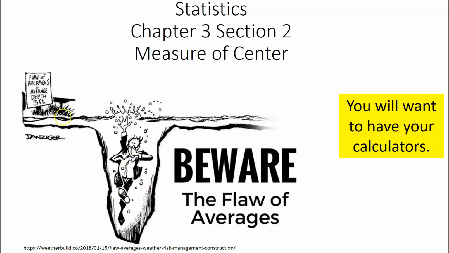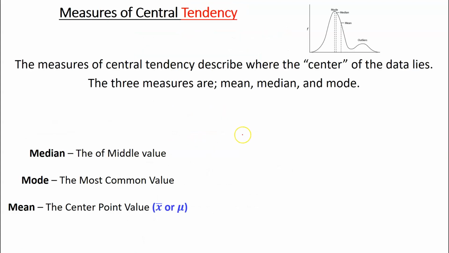And I found this little cartoon here, and this really is a good example of what I'm talking about. The flaw of averages is what they're calling it, which is the idea that if you've got one part that is extremely different than everything else, it can really throw off what the average, or the mean, actually is. So keep that little cartoon in mind as we go through this.